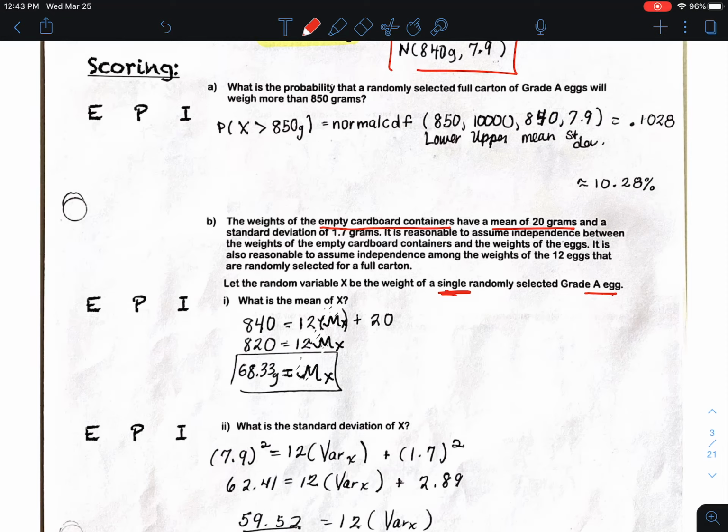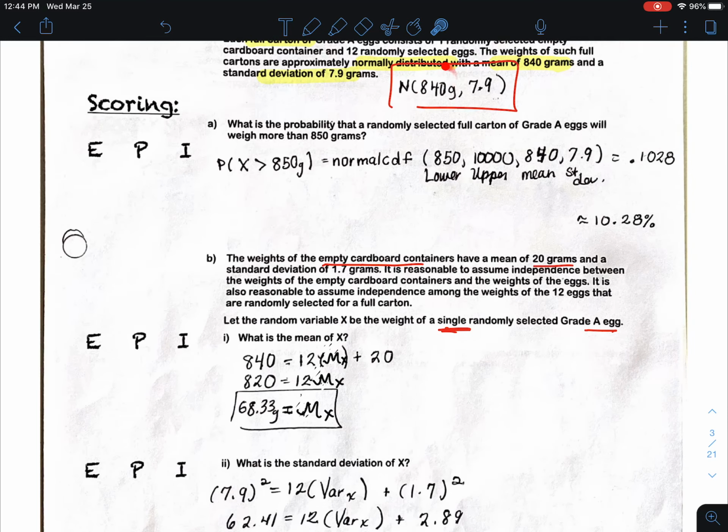The standard deviation is 1.7 grams. We're going to assume all these are independent here. This is asking us to figure out the weight of a single egg. Keep in mind up above here, the 840 is a full carton of eggs. It's got the cardboard carton and the 12 eggs in it.